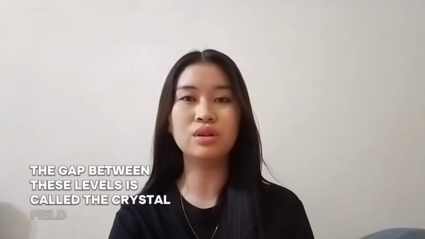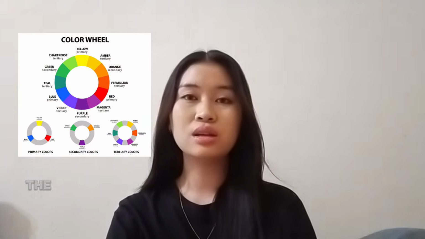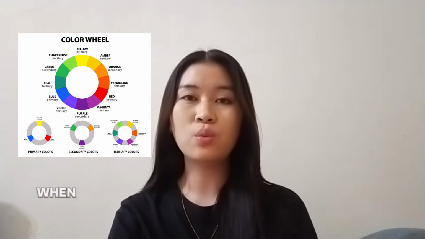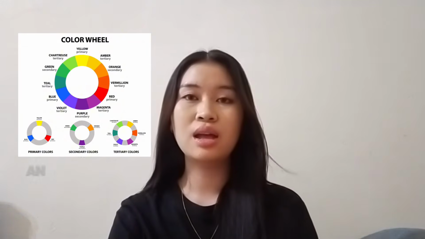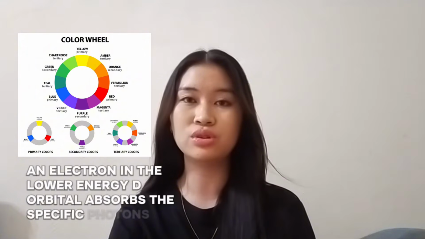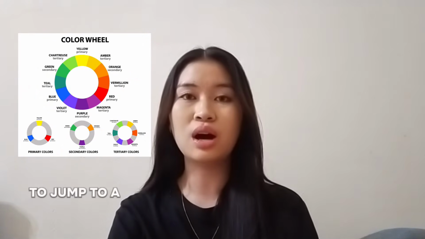In an octahedral complex, they split into 2 higher energy orbitals and 3 lower energy orbitals. The gap between these levels is called the crystal field splitting energy. The color we see is a result of d to d transitions. When white light hits the complex, an electron in the lower energy d orbital absorbs the specific photons of light to jump to a higher energy d orbital. The energy of the absorbed photon must exactly match the splitting energy.